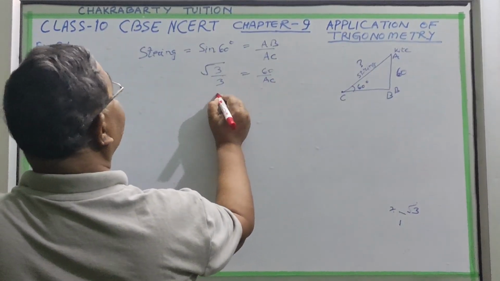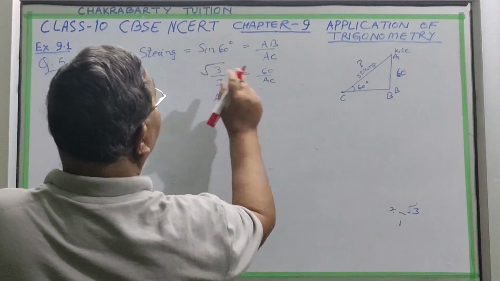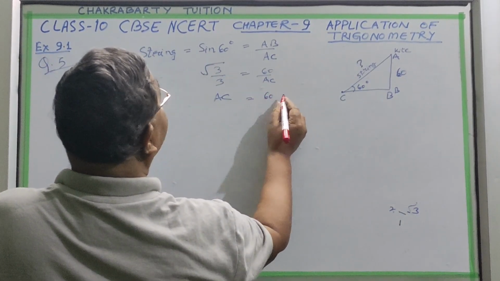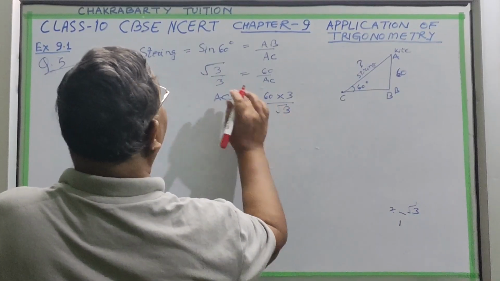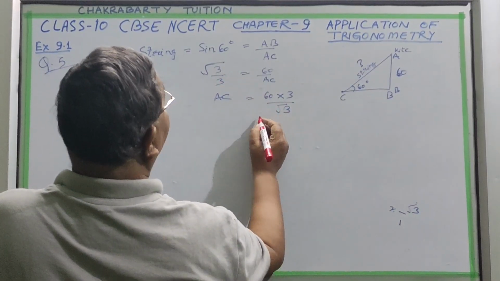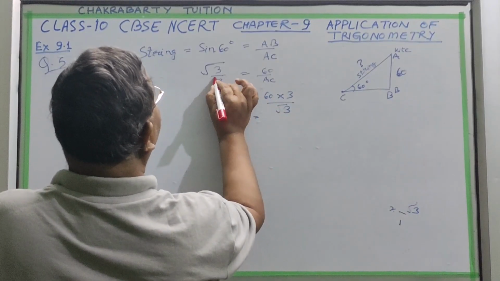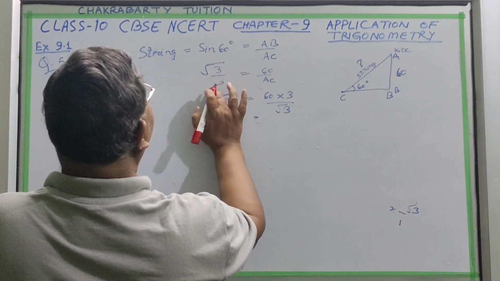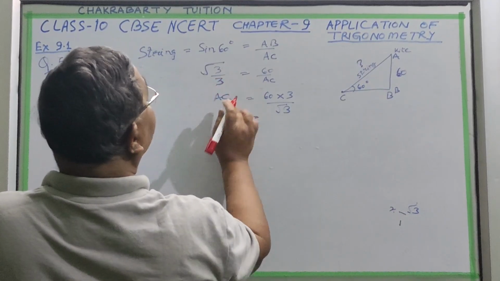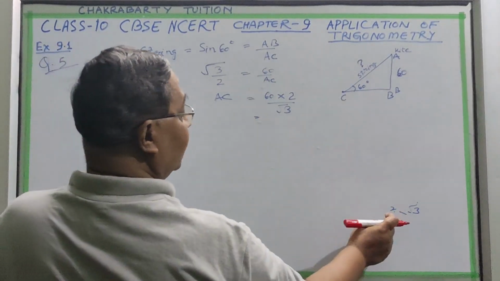Okay, now again AC will go to this side, and it will go to this side: 60 into 2 upon √3. This will come to this side. Here it is in multiplication, here it will come. So this √3 goes up, so it will be 2 by √3.